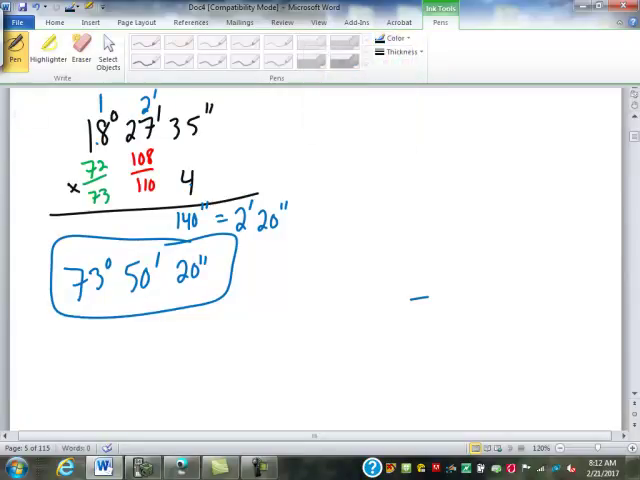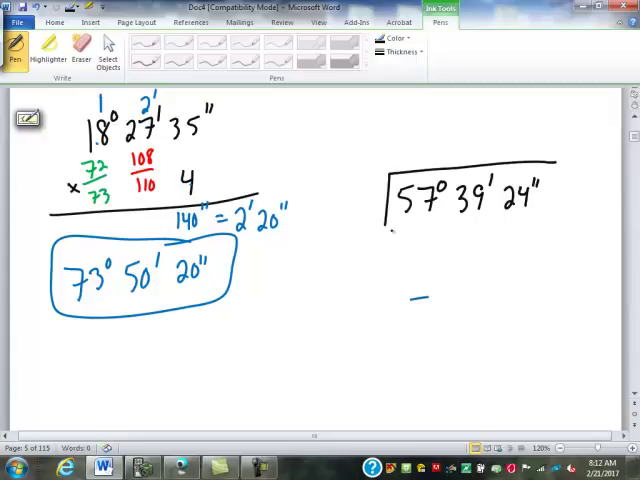Any questions? And again, you can enter that in your calculator exactly like we see it there. Enter the 18 degrees, 27 minutes, 35 seconds times 4, and it'll pop right out. Or we could have 57 degrees, 39 minutes, 24 seconds. And let's say I want to divide that into 6 equal pieces.